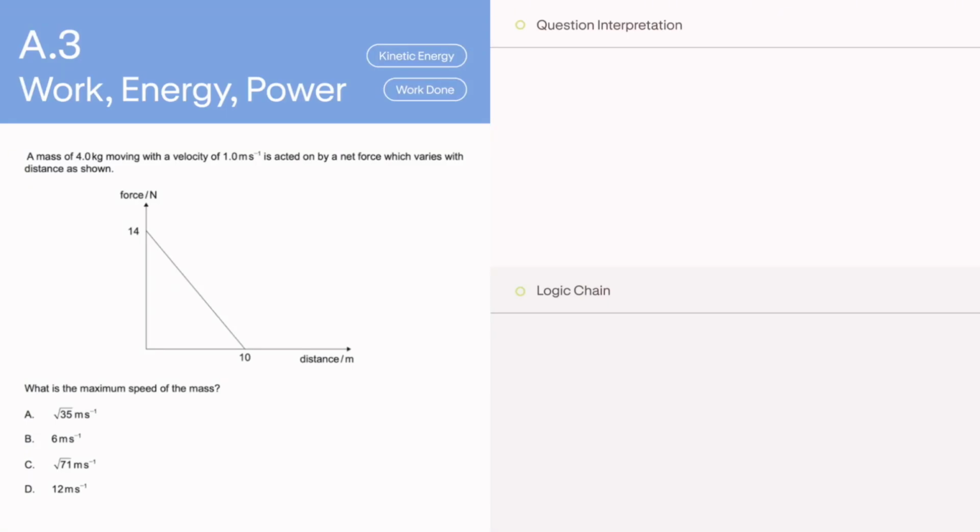In this lesson, we're looking at a question with a force versus displacement graph. This is quite similar to the one we tackled in the previous video. If you haven't seen that yet, I would suggest watching it for a more detailed walkthrough, since this one builds on the same idea. Take this as a little test for yourself.